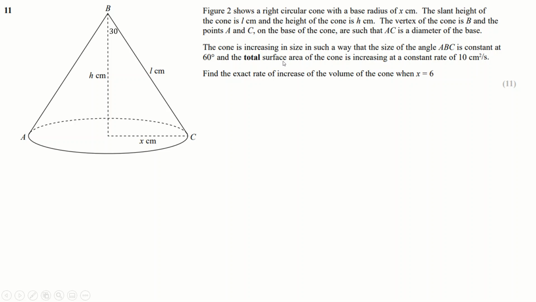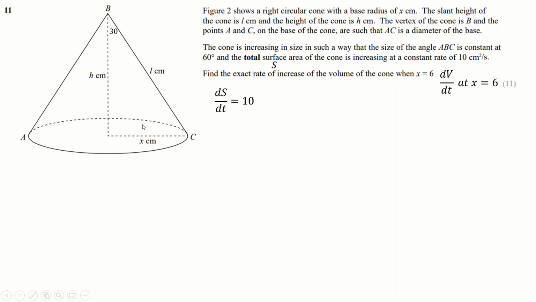And if I call the total surface area S, then if it's increasing at this rate, that means dS by dt is 10. Now, I'm looking for the exact rate of increase of the volume of the cone when x is 6. So I'm looking for dV by dt, the rate of increase of V, when x is 6. So I need to find dV by dt in terms of x, such that I can substitute it in and find it. Okay, so there's quite a lot to do.